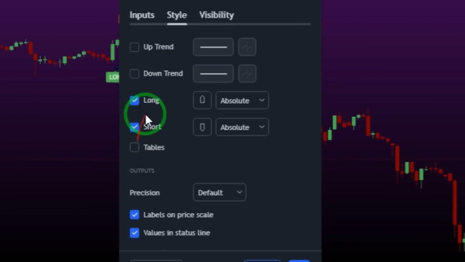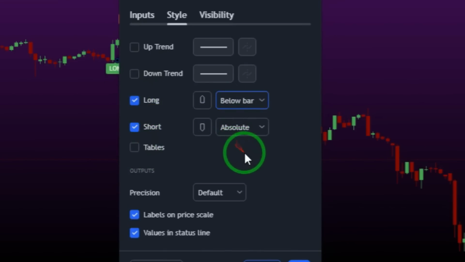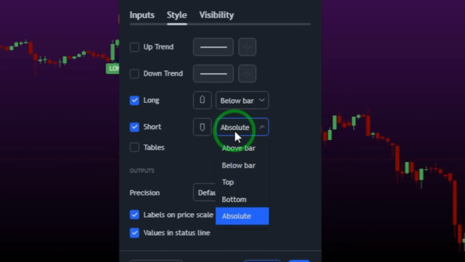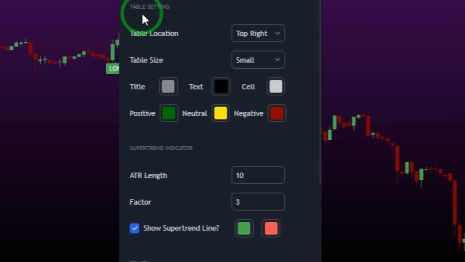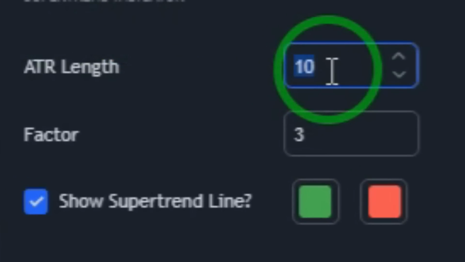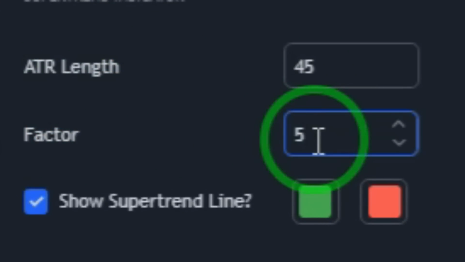After that, we gotta set the long option to below bar and the short option to above bar. And lastly, we're gonna adjust the length to 45 and the factor to 5. By doing all these customizations, we can seriously improve the Supertrend Exit strategy's performance.